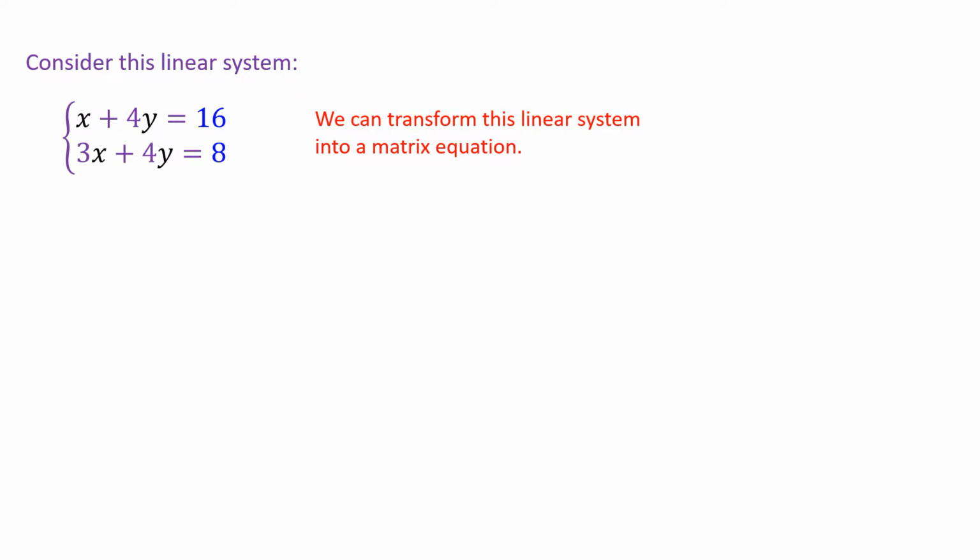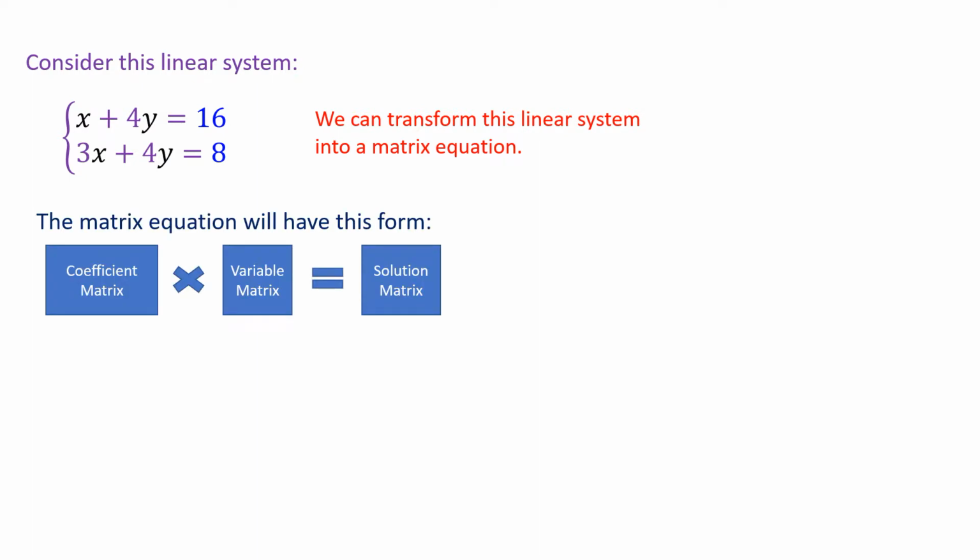So when we transform it, the matrix equation will have three parts. It will have the coefficient matrix, which will be made up of the coefficients of x and y in the top and bottom equation. We'll multiply that by the variable matrix, which will have x and y, because those are our variables in this system. And we'll set it equal to the solution matrix. The solution matrix will consist of 16 and 8, because that's the solution to each of the equations. So let's go ahead and make that right now.